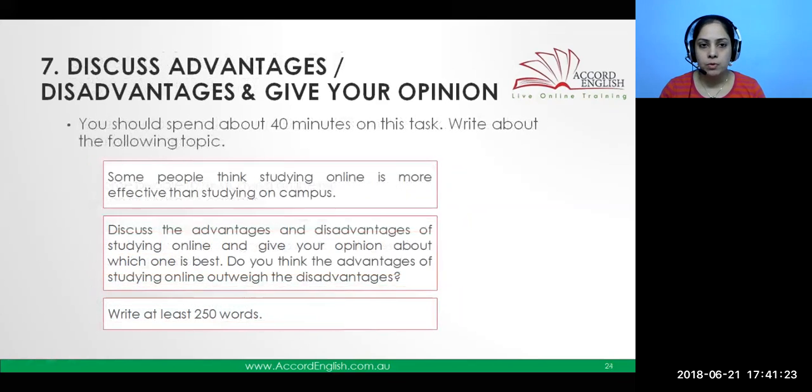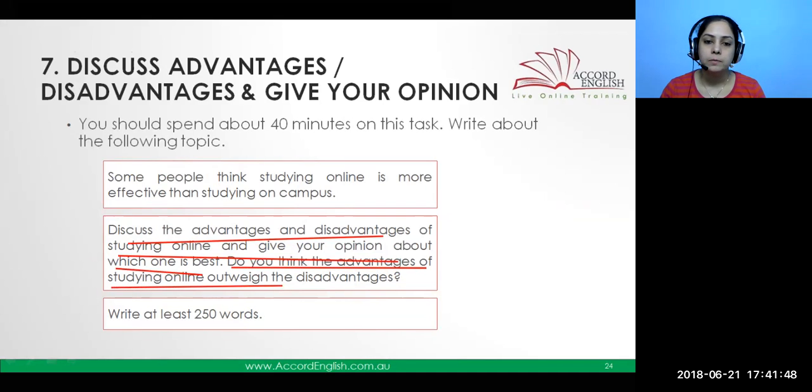Moving on to the seventh model, which is discussion of advantages and disadvantages and giving your opinion. In this, you are supposed to discuss the advantages and the disadvantages of studying online as per the question given here. Then give your opinion about which one is the best. And ultimately, they've asked you a question: do you think the advantages of studying online outweigh the disadvantages? It simply means you're supposed to give your opinion about these kinds of questions.